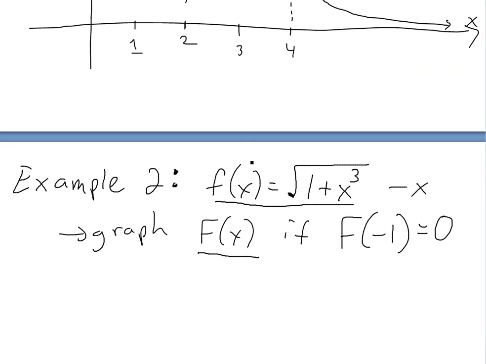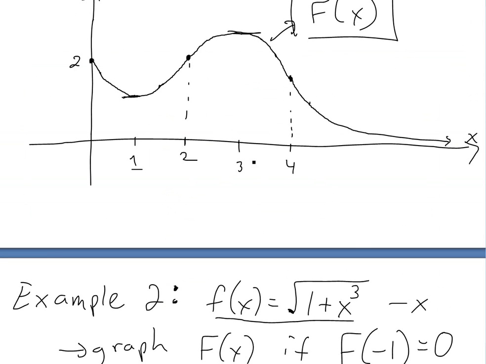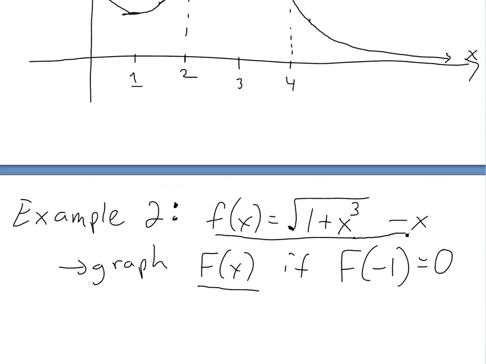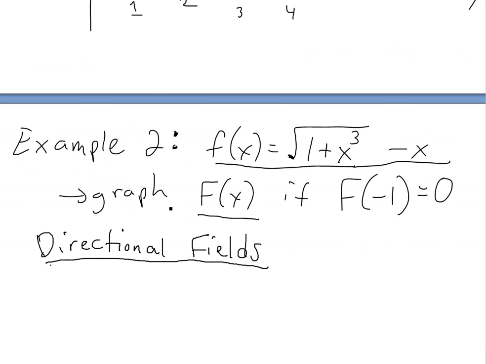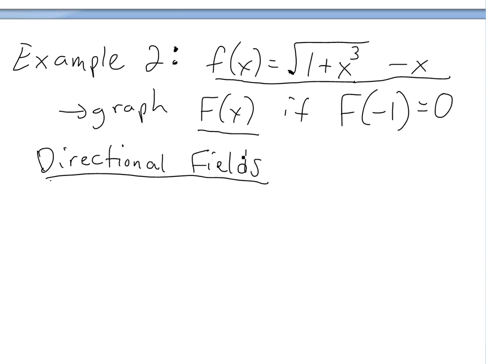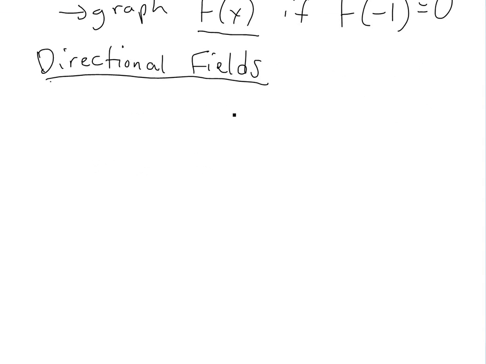Or you could also do what we did in example 1 here and basically graph this function here and then find the antiderivative of it. But now we're going to do something just a bit more accurate. We're going to use a directional field. And what directional fields are is just drawing tangent lines of the derivative, or of f of x, just a bunch of them at many different x values. So I'll just illustrate that here.